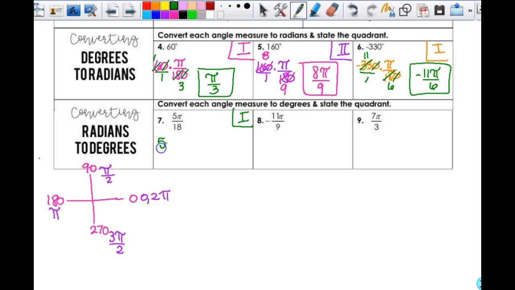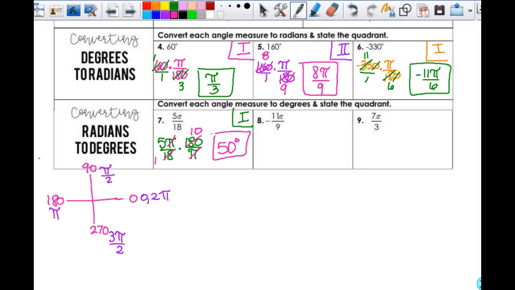So I've got 5 pi over 18 times 180 over pi, because I need the pi to cancel out. And see, the radians were already in fractions, so it's kind of already set up better for me. The pi's cancel out. 18 goes into 18 once, goes into 180 10 times. So then I have 5 times 10, which is 50. And it's not okay to leave the degree symbol off. We good? All right.